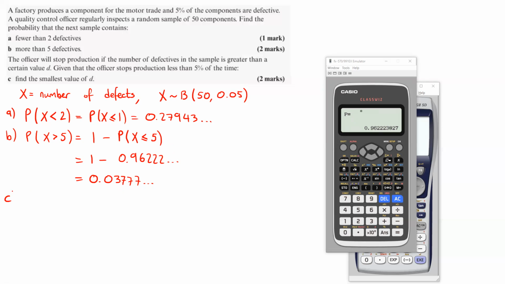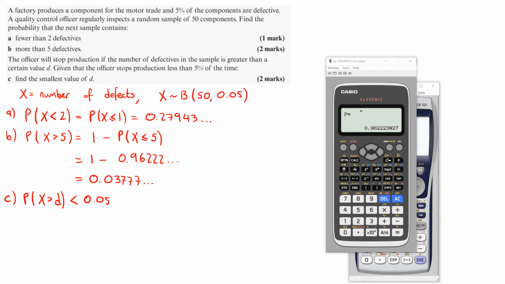In part C, let's just have a quick read. The officer will stop production if the number of defects in the sample is greater than a certain value D. Given that the officer stops production less than 5% of the time, find the smallest value of D. So we're looking for a value of D such that the probability of X being greater than this value of D is less than 0.05.